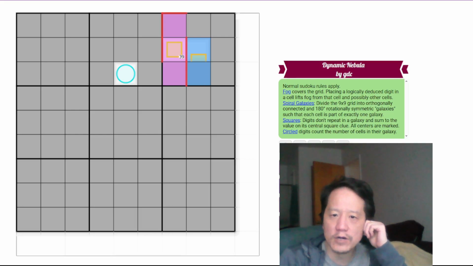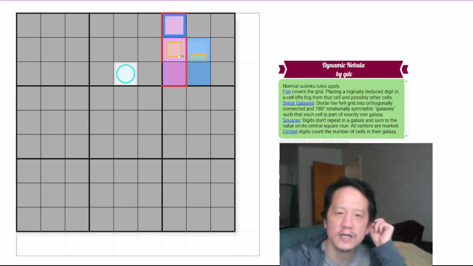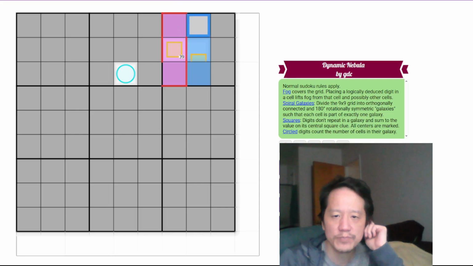Where can it go? Again, this is a boundary because of this boundary here, right? If you try to go further here, and this is part of this galaxy, it's not 180-degree rotationally symmetric now, right? Because this is no longer valid. So it must go here. This is part of it, and it can't be 6, so it must include another digit. So this is part of the pink galaxy. This is the part of the pink galaxy.